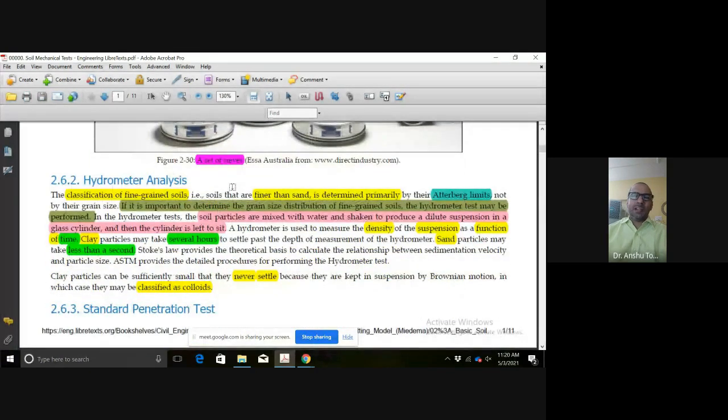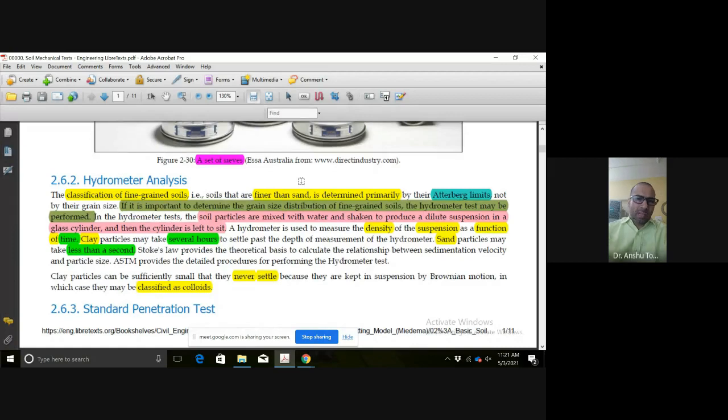So next is hydrometer analysis. That is classification of fine grained soils. I already told you that if it is not possible, after pushing the water through all those sieves, to separate out the sand from silt and clay, we use this particular test, that is hydrometer analysis. So that the finer the sand is determined primarily by the Atterberg limits.